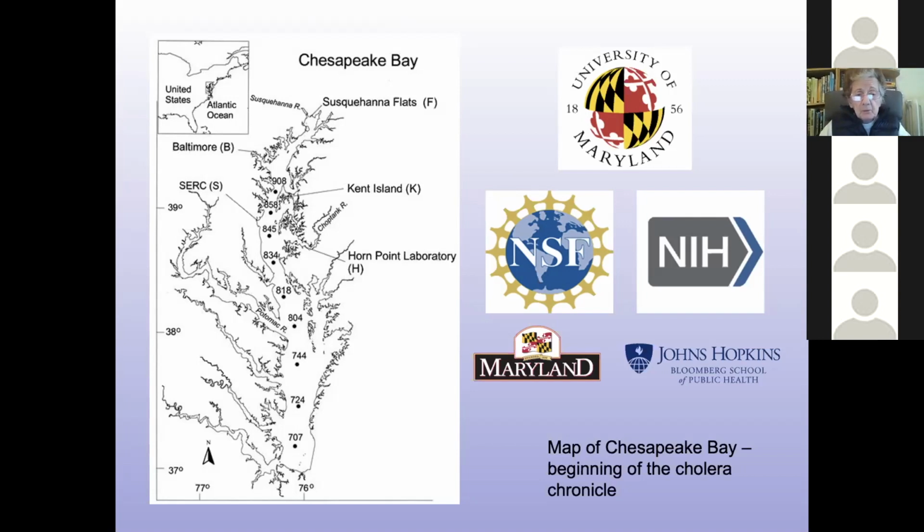In the Mid-Bay region, station 834 and 818 was really where we picked up Vibrio cholerae, essentially from Kent Island down to the Horn Point Laboratory, where the salinity is about 15 parts per thousand. And so it's semi-saline. Down in the mouth of the bay, Vibrio parahaemolyticus was dominant. We were the first to isolate the organism outside of Japan. And of course now Vibrio parahaemolyticus, a foodborne pathogen, is distributed throughout the world.